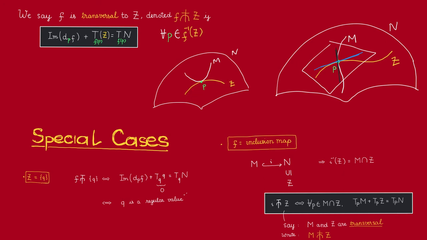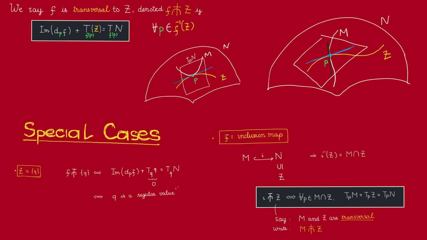In this picture, Z is not transversal to the inclusion map, because let's look, this is the tangent space to M at P, and this is the tangent space to Z at P. They are the same. So together they do not generate the full tangent space to N at P. This captures the fact that M and Z intersect with some kind of multiplicity. They share some common tangent direction. If the inclusion map from M into N is transversal to Z, we also say that M and Z are transversal, and we write it this way. Clearly, if M and Z are transversal, then Z and M are transversal. This is symmetric.